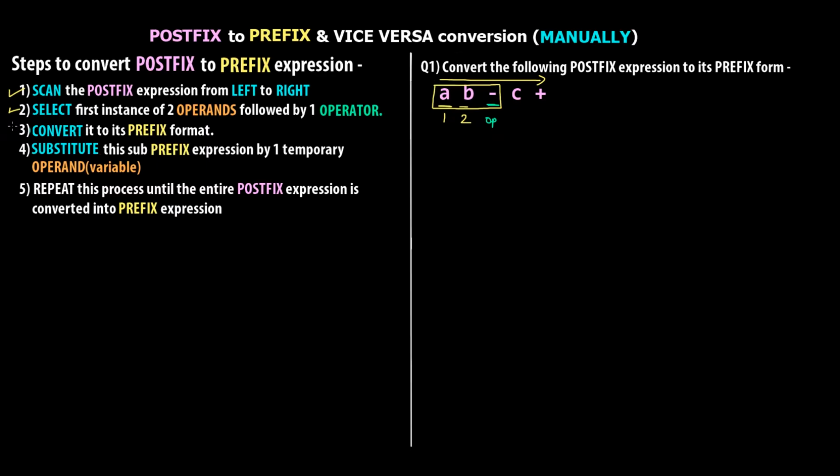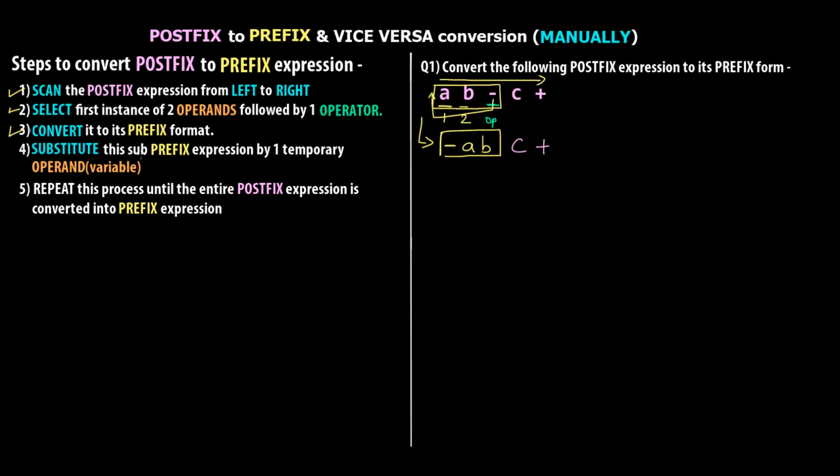So what we have to do, we have to convert this to its prefix format. So the next step to this is going to be, we have to take this minus and put it before A and B. So once we do that, minus AB, this is going to be the proper prefix format, and remaining thing we'll keep as it is, that is AB minus is converted to prefix. What is left? C and plus. So we'll write C and plus as it is. Okay. Alright. So step number 3 is done.